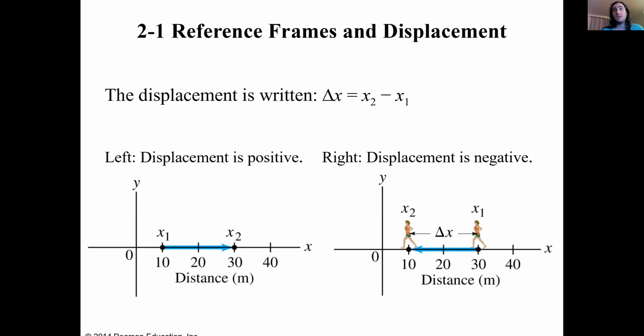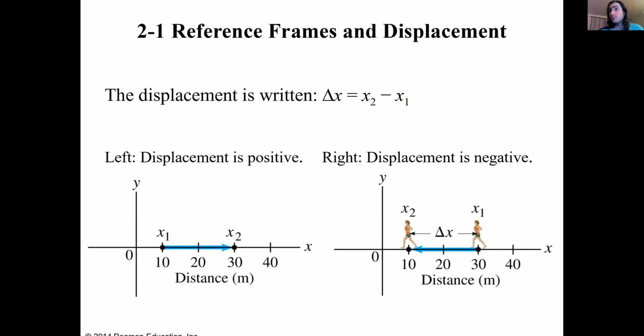Now, displacement can also be negative. In the right diagram, we have a negative displacement. All that means is that your position changed to the left instead of to the right. So the vector now points to the left because it is a negative value.